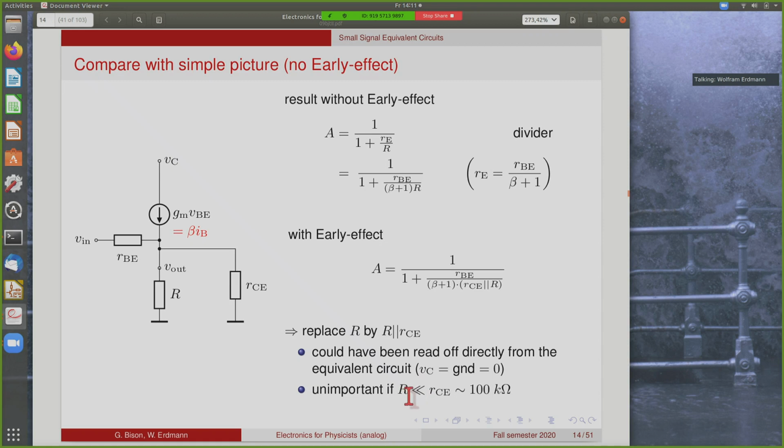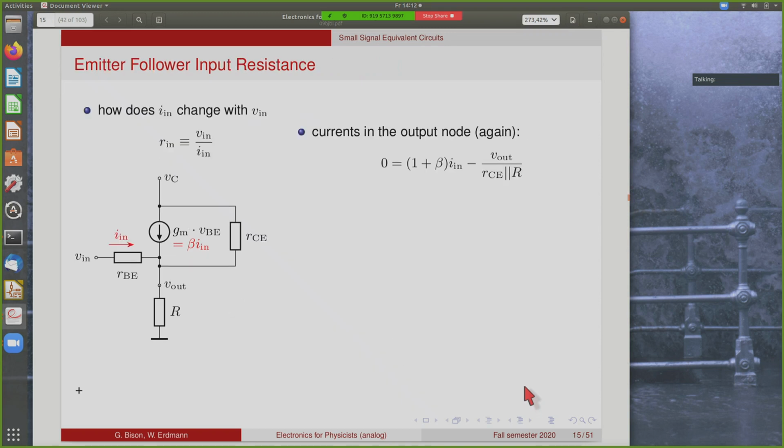For the amplification, this is normally unimportant if this resistor that we have at the bottom is typically not too large, because we want to use the emitter follower to drive small loads, small impedances, so it shouldn't be too large itself. So this resistor is typically much smaller than RCE, which is usually of the order of 100 kilo ohms.